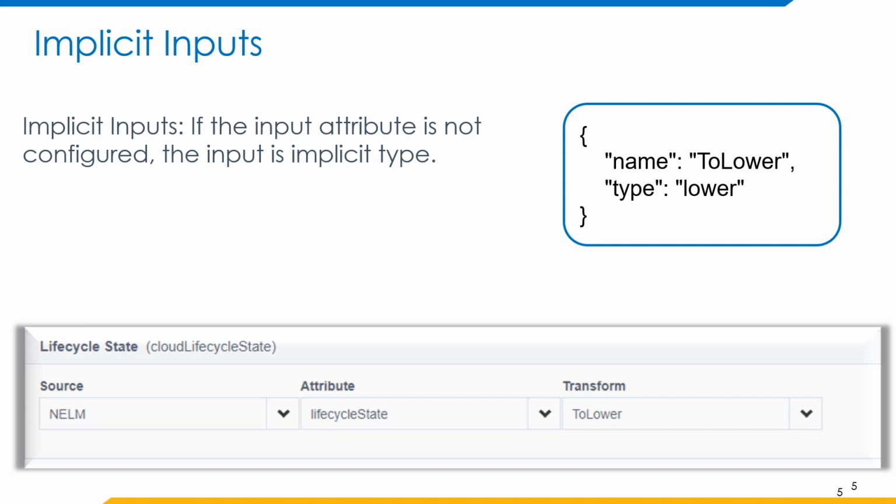Primarily, there are two input types, implicit input and explicit input. First, we will understand the implicit input. While creating the transform, if the input attribute is not configured, that will be the implicit type input. As I have taken one example, there is no input attribute. There is only name and type. In the next slide, we will know the explicit type.